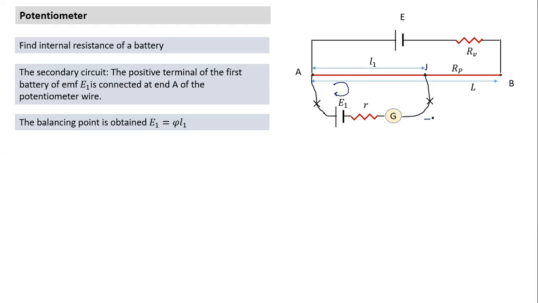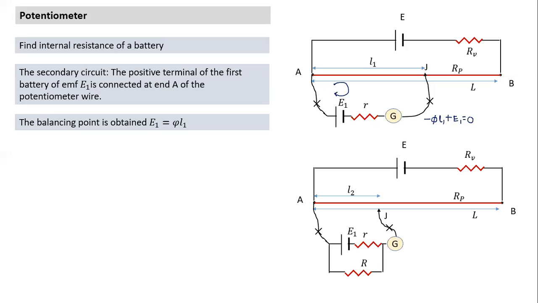there is a drop of potential which will be equal to minus phi into L1, and there is no current here. So even though there is resistance, the current is 0, so no potential drop, and then the potential gain plus E1 is equal to 0. So again we refresh our understanding. So E1 is equal to phi L1.